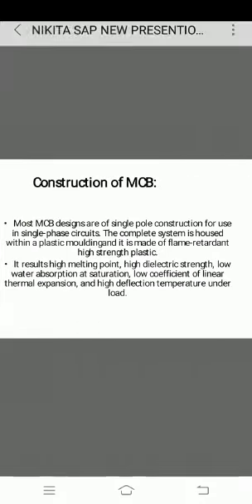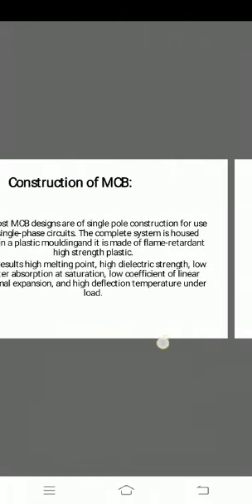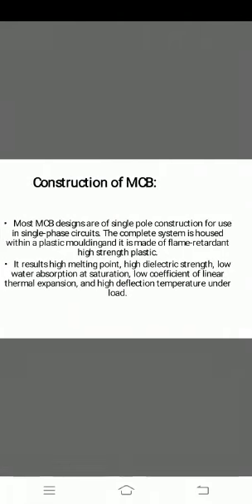Then construction of MCB. Most MCB designs are single pole construction for use in single phase circuits. Means the single pole MCBs are used in single phase circuits. The complete system is housed within a plastic mold. It is made of flame retardant and high strength plastic. Means the MCB which is used in the house uses high strength plastic.